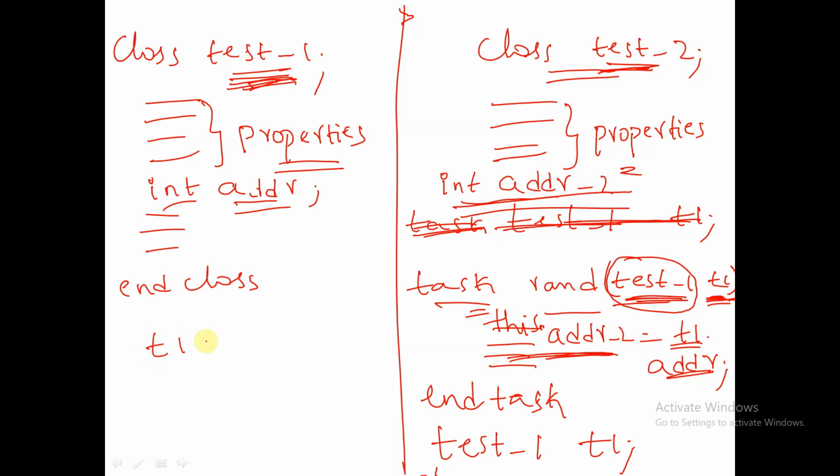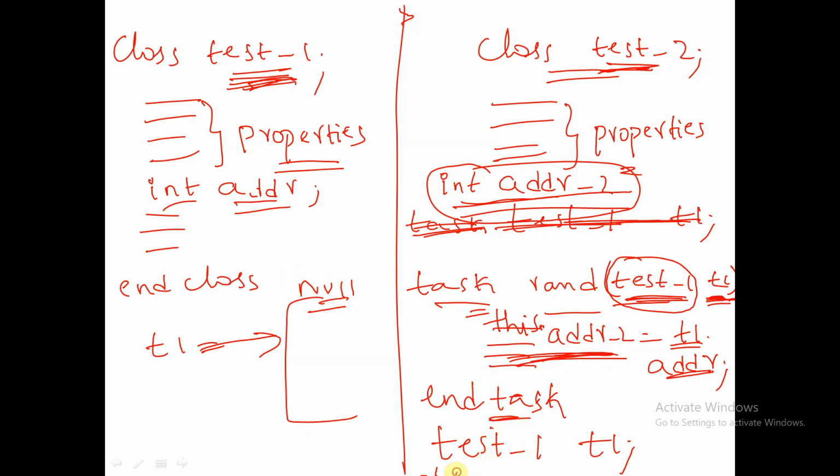Since I have not created any object, t1 is pointing to a null object. This.addr_2 refers to the property declared inside test_2. Then I end the class, and I have declared a handle for test_1 as t1.